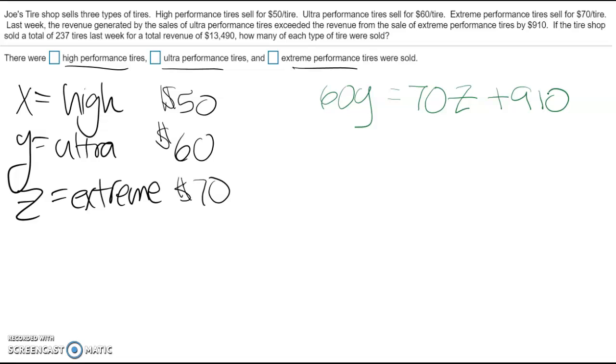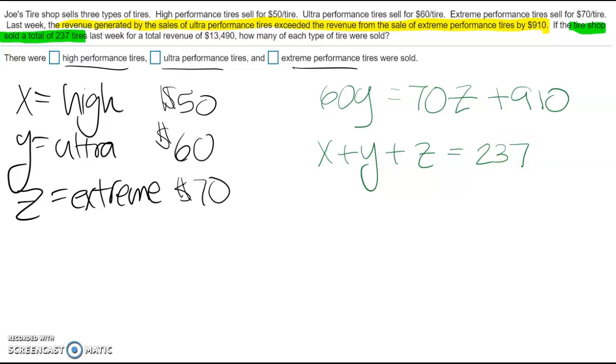Okay, remember revenue is always dollars, so we're always talking about things in dollars. The XYZ itself is just counting tires, so it doesn't have that unit. It has a number of tires unit. Our next sentence, so that was this first one, revenue generated by ultra exceeded the revenue generated by extreme. Our next part of this sentence is tire shop sold a total of 237 tires. And so what that means is I have my X and my Y and my Z, and all together it has to be the 237 tires.